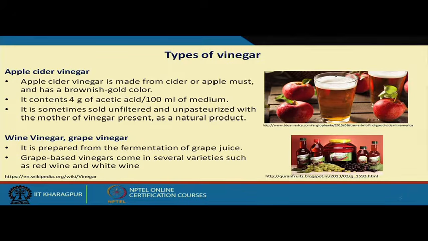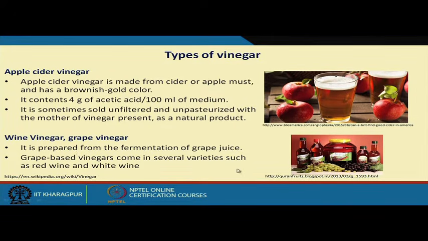Now, typical types of vinegar: we have apple cider vinegar. Apple cider vinegar is made from cider or apple must and has a brownish gold color. You can see how the apple cider vinegar looks, and it contains 4 gram of acetic acid per 100 milliliter. It is sometimes sold unfiltered, unpasteurized, with the mother of vinegar present as a natural product. So this is how it looks.